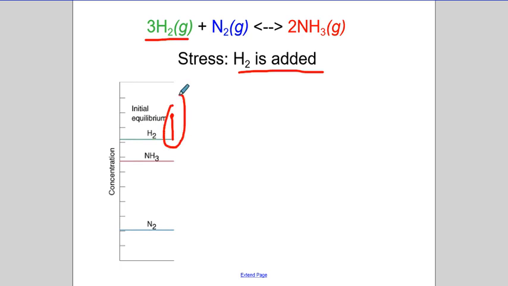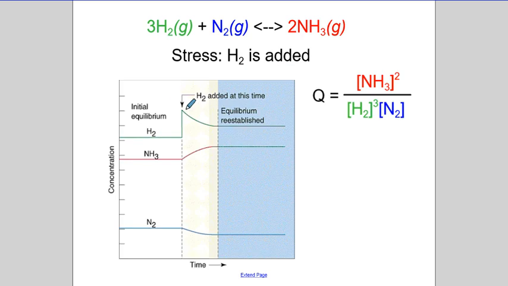We added a reactant to this equilibrium system. So boom, right here, there's the stress. We added a reactant to the system, and now this value is up here. It's no longer at equilibrium. So we're at equilibrium here.